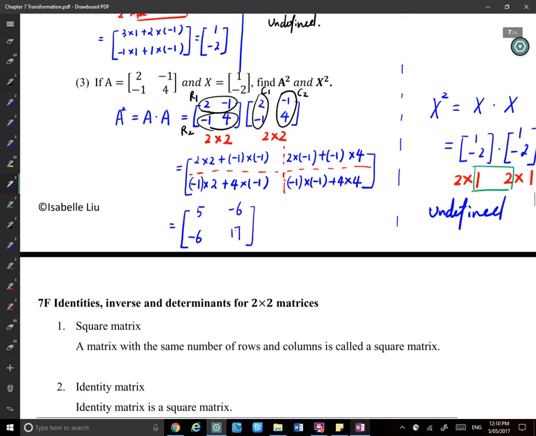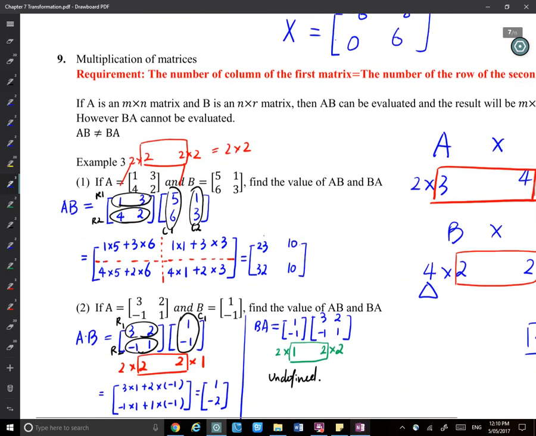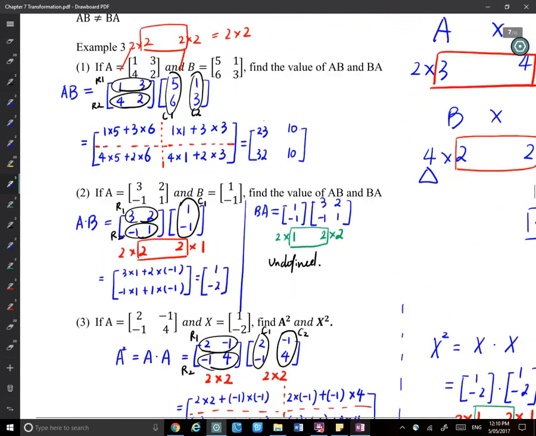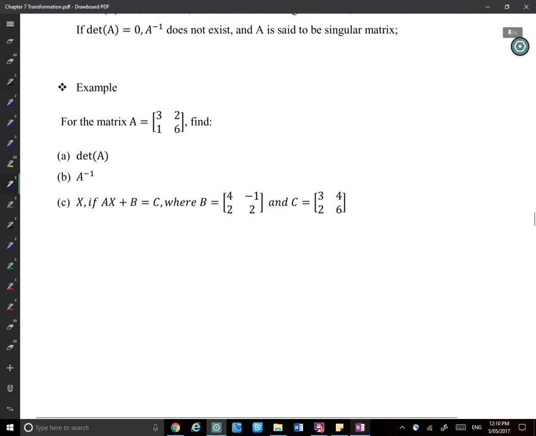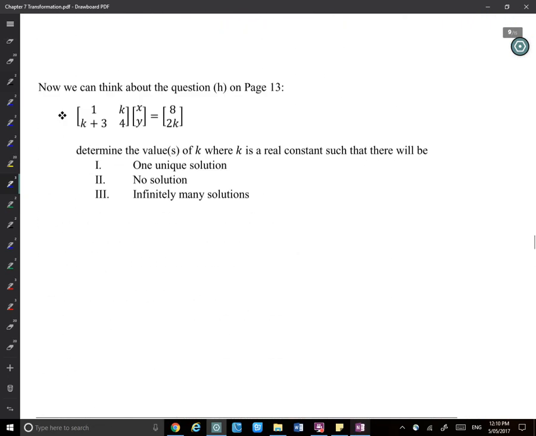Okay, that's 7E. We finished the whole 7E. Everything is 7E. We'll continue 7F next week.